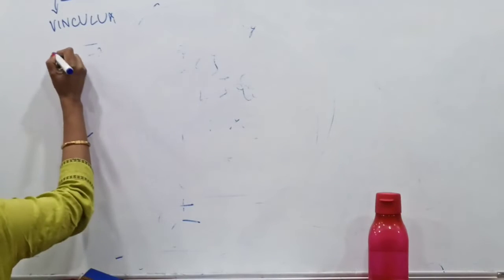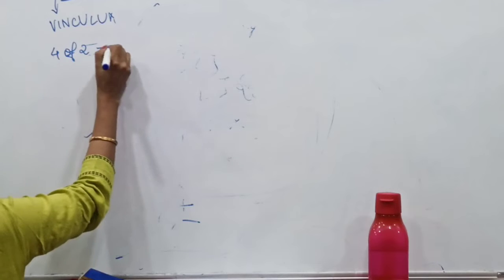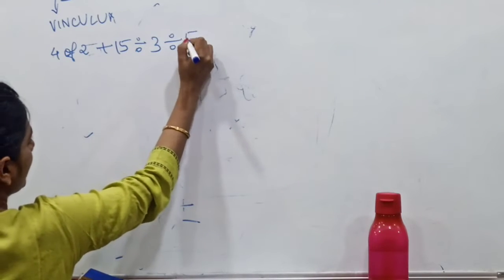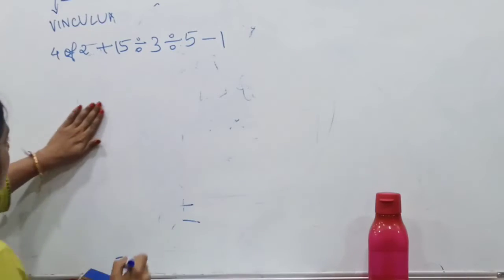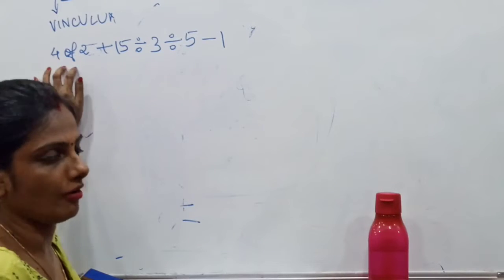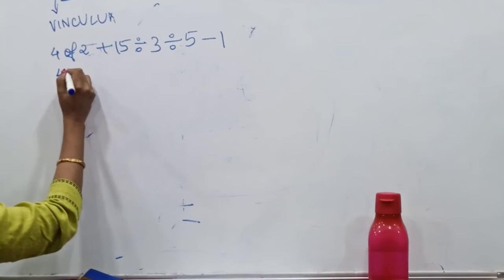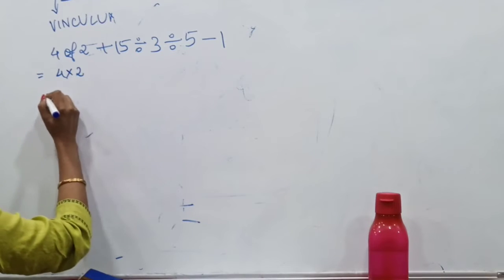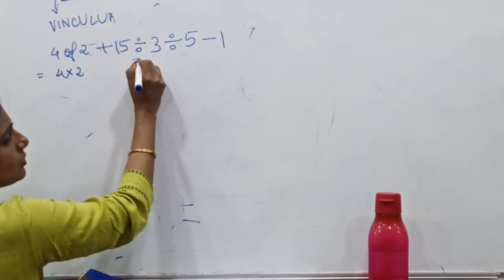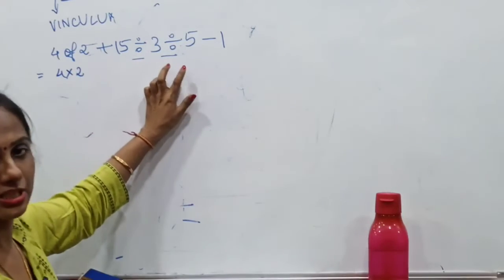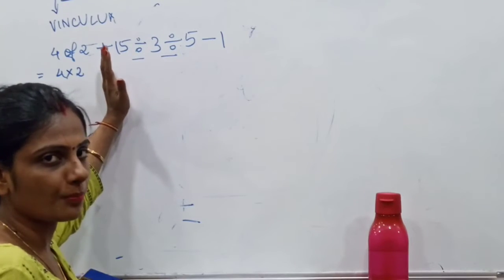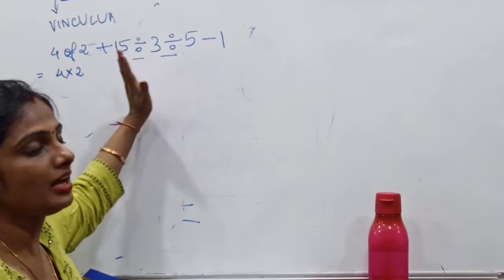So let me take an example. 4 of 2 plus 15 divided by 3 divided by 5 minus 1. By the rule of BODMAS, first of all what do we have to do? We have to do of. So 4 of 2 means 4 multiplied by 2, that is 8. Now there are two division signs. Which one do we have to do first? We will always do the operation from the left hand side first.